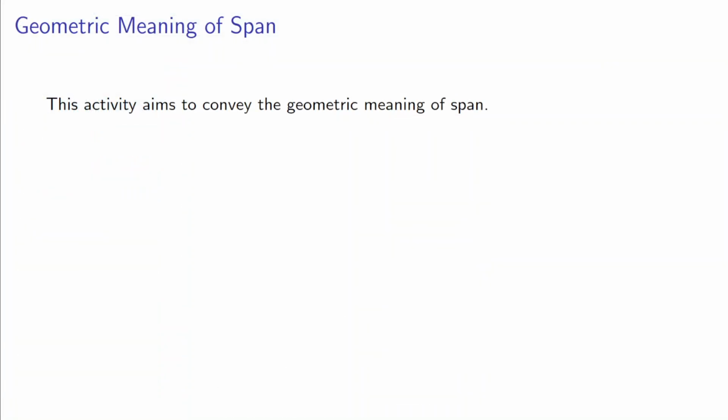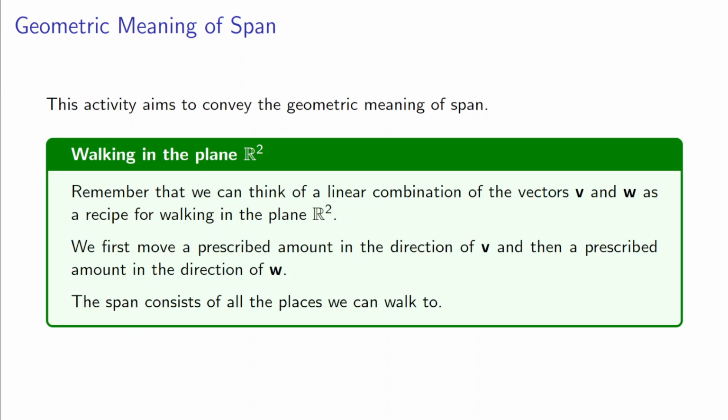So again, the goal of this was to convey the geometric meaning of span. We might think of the span as this idea of walking in the plane, specifically R2. We can think of linear combinations of vectors v and w as a recipe for walking in the plane R2. We first move a prescribed amount in the direction of v, and then a prescribed amount in the direction of w. And the span consists of all the places we can walk to.